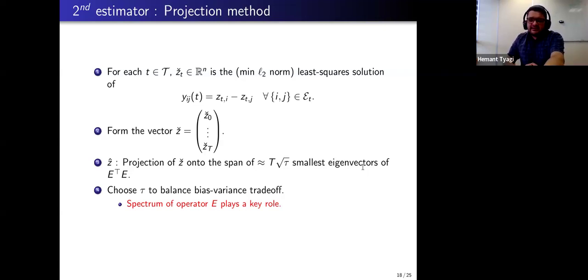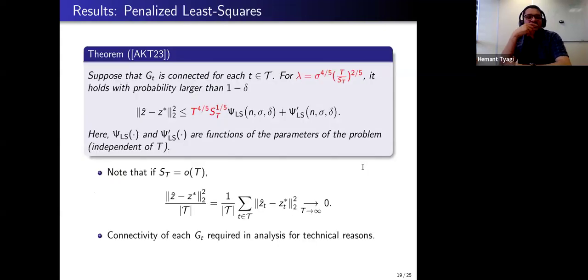So we had these two estimators, and then we have these L2 error bounds for recovering this big vector of latent strength C star. Unfortunately, the results we could prove require each individual graph to be connected, because there are technical problems that appear, which we just couldn't resolve. So that's an open question to address. But anyway, suppose each graph GT is connected for each grid point.